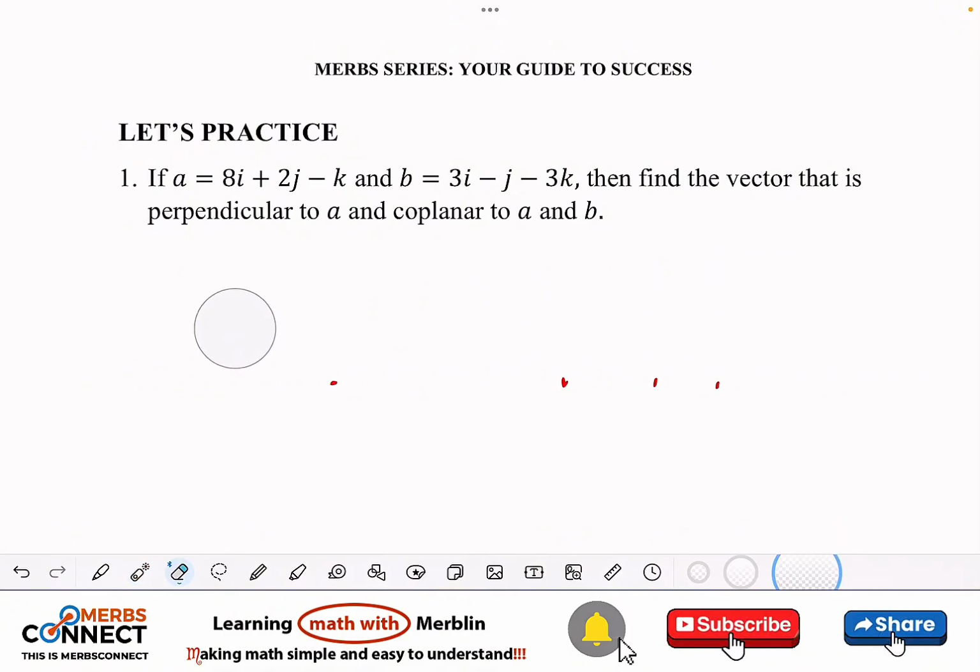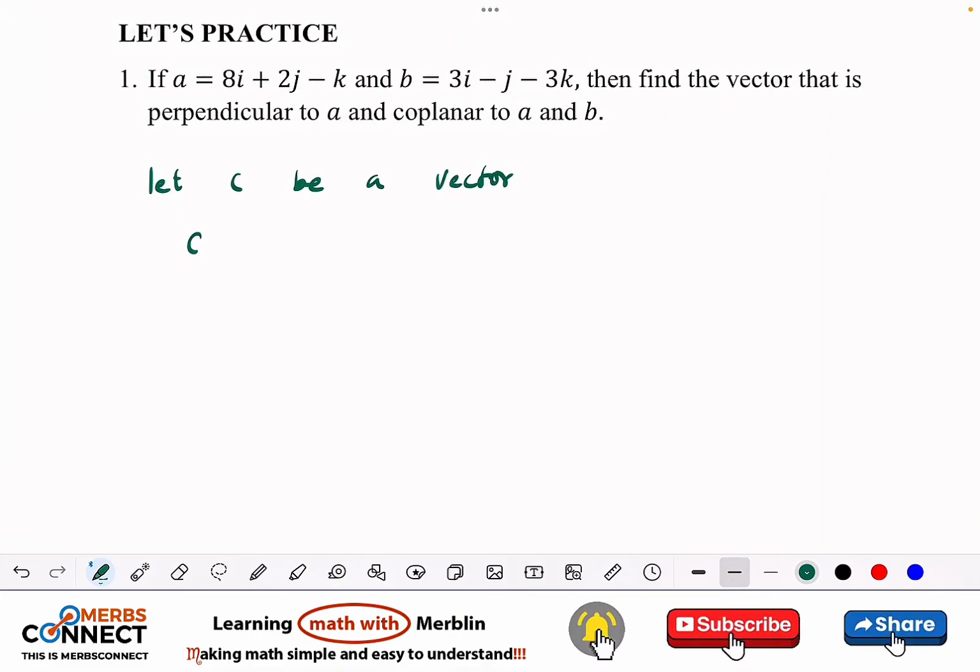Okay, so now let's go through this example. We have A and B. Find the vector that is perpendicular to A and coplanar to B and C. So here we want to find a vector, right? So what can we do? We need to define a vector because we don't know that particular vector. So let C be a vector. So C will be equal to C1 i plus C2 j plus C3 k.